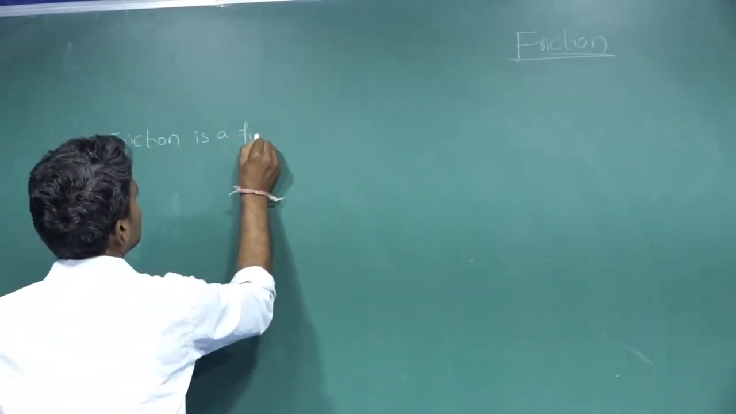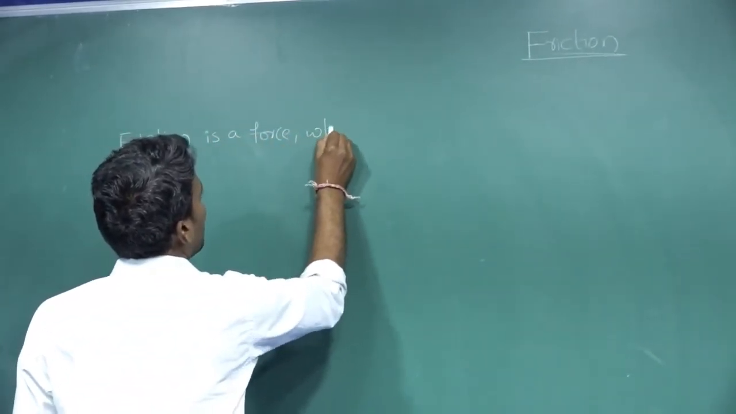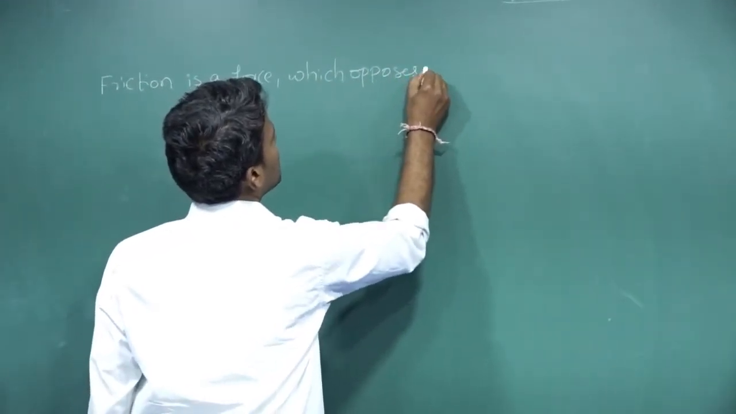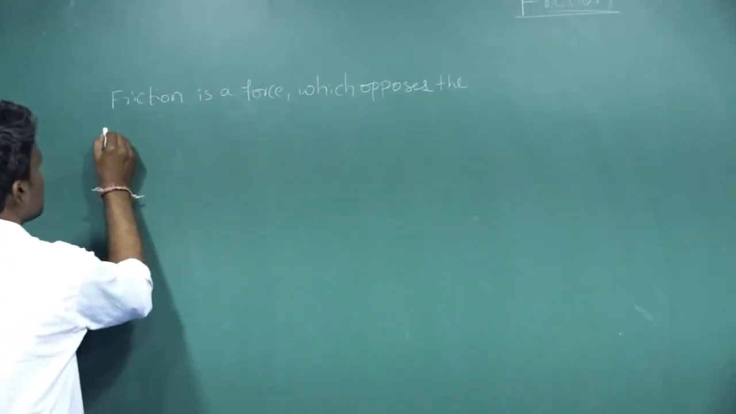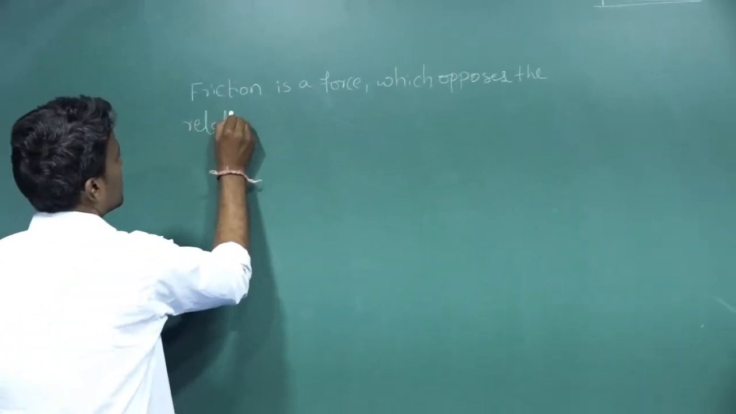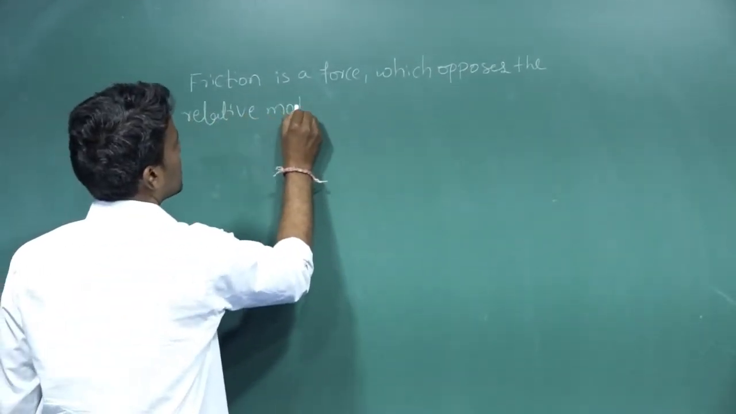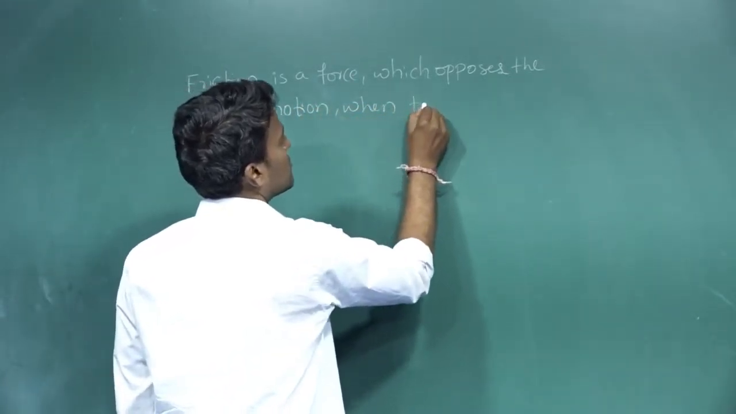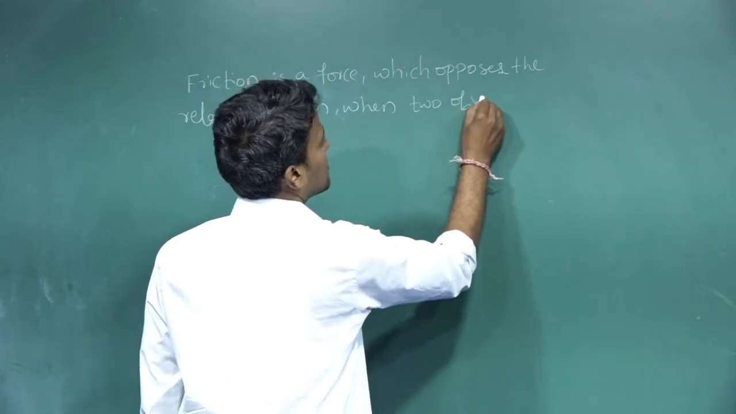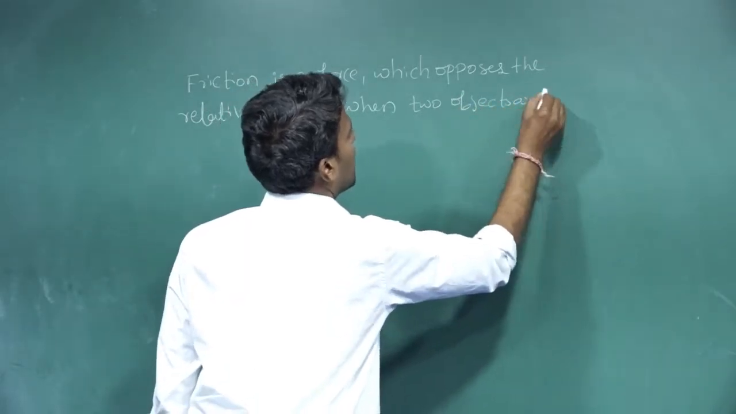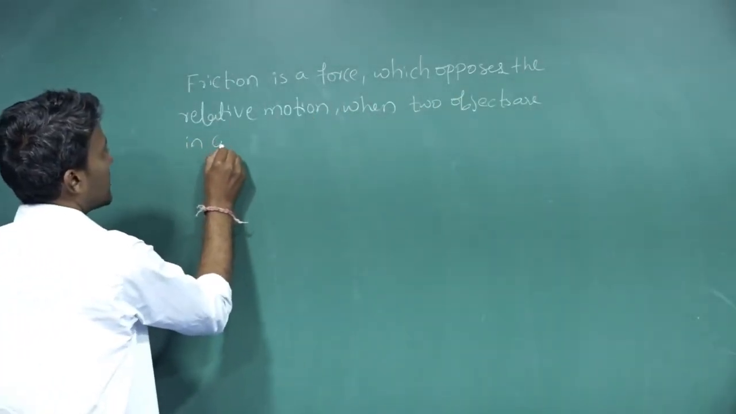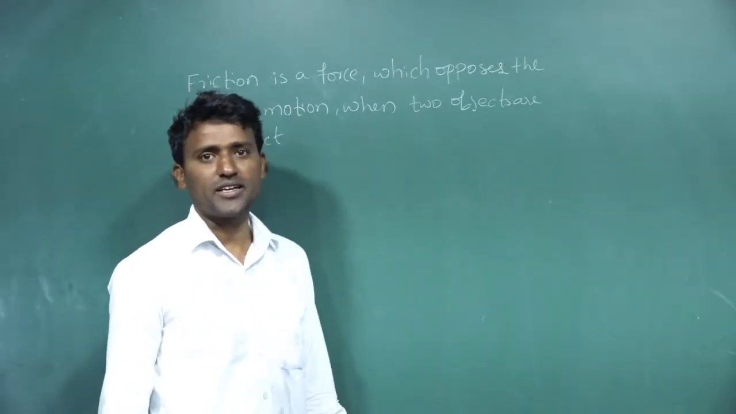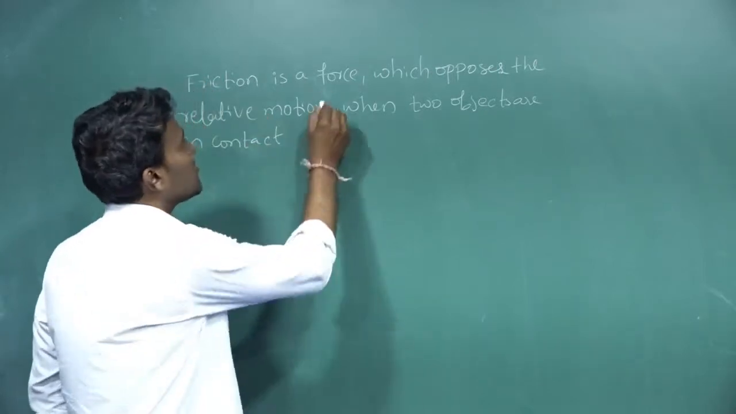Friction is a force which opposes the relative motion when two objects are in contact. So friction is a force.